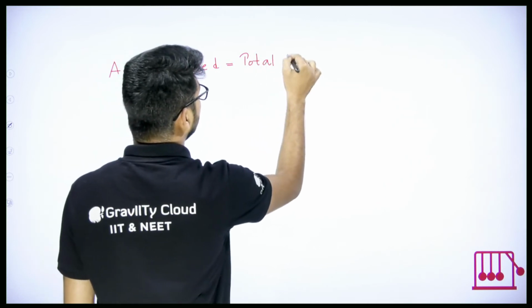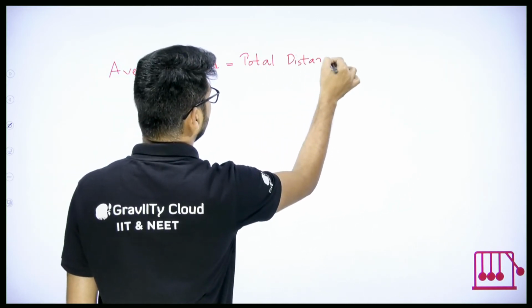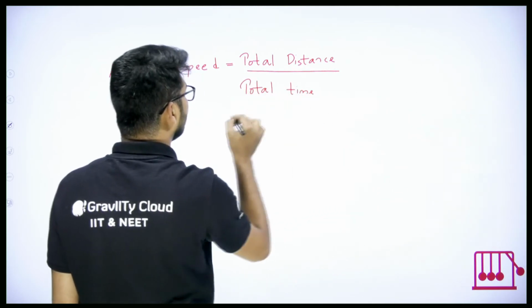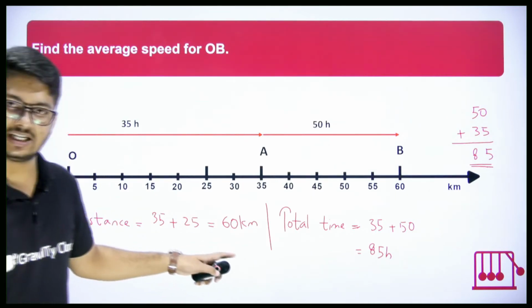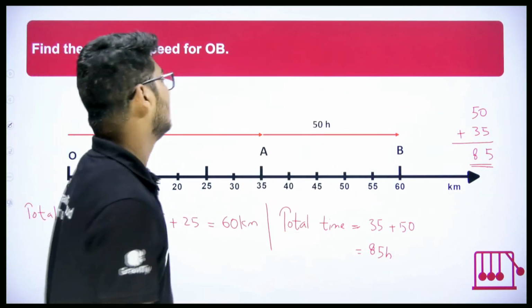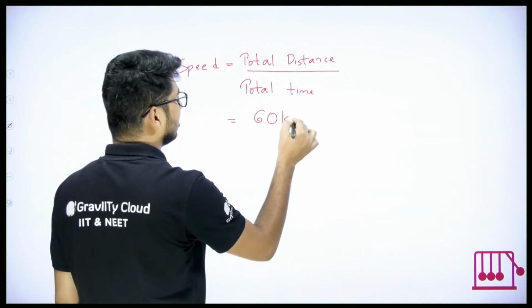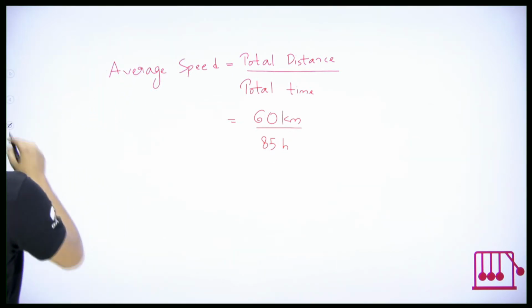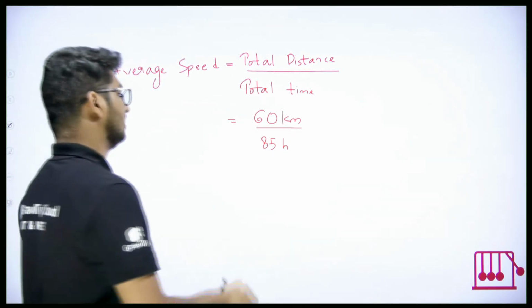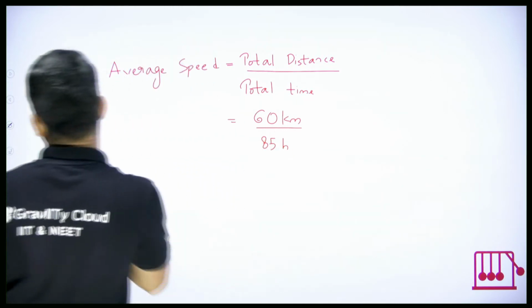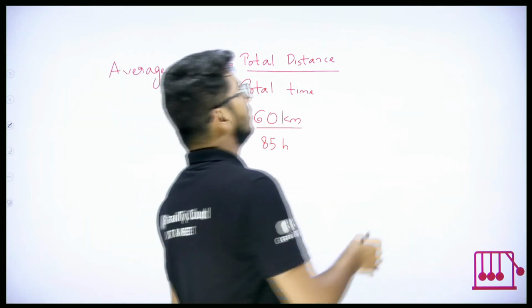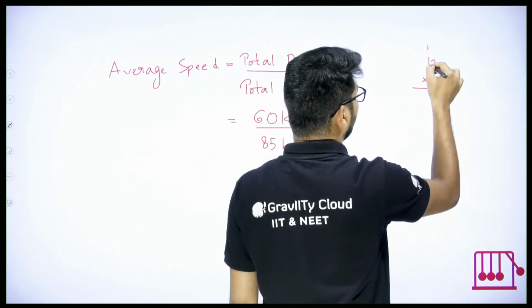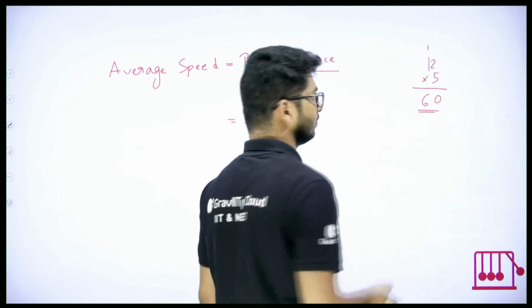Average speed is total distance by total time. What was total distance? 60 kilometers. What is total time? 85 hours. So it is 60 kilometers upon 85 hours. Then if I do the calculation, how? Look at this. 12 into 5. What is 12 into 5 equal to? 5 twos are 10, 5 ones are 5, 5 plus 1, 6. 60.